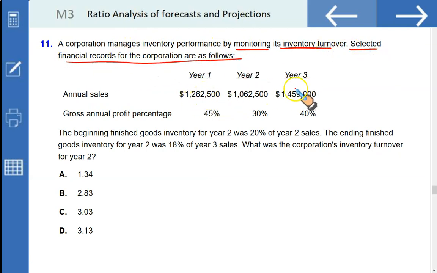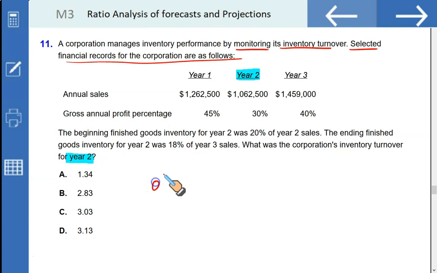Annual sales are given for 3 years and gross annual profit percentage is given for 3 years, along with the beginning finished goods inventory for year 2. What are we required to find? What was the corporation's inventory turnover for year 2? So we are interested in this year.